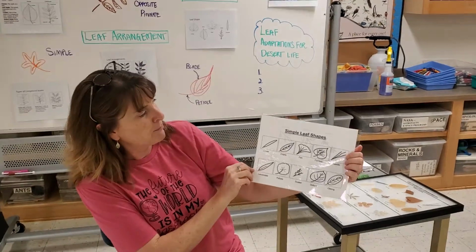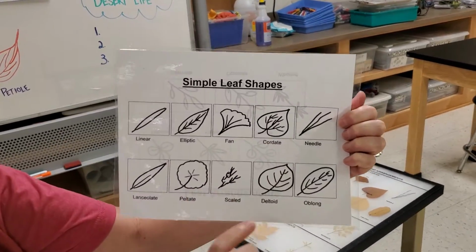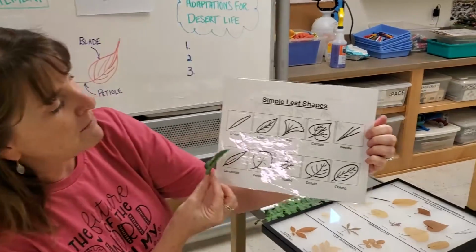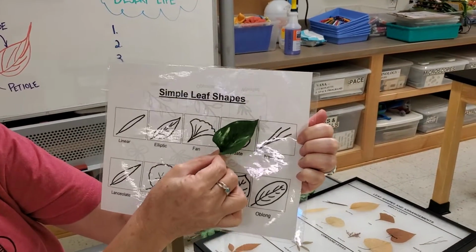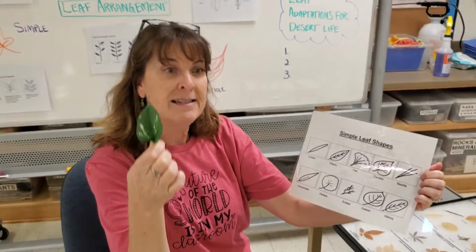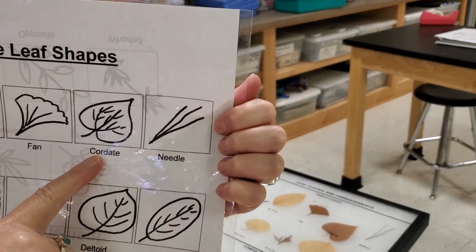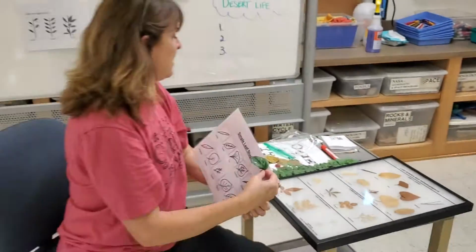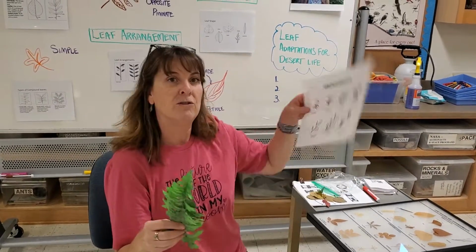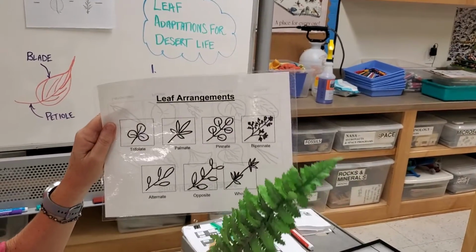On this simple leaf shapes, it names the different leaf shapes, and if you, for instance, picked up a leaf like this, you would compare it and you would say, oh, I think that is the best match. And so you would label this simple cordate in your booklet.